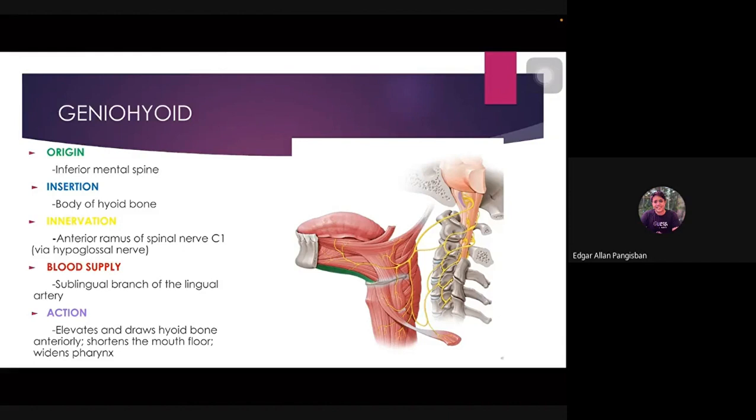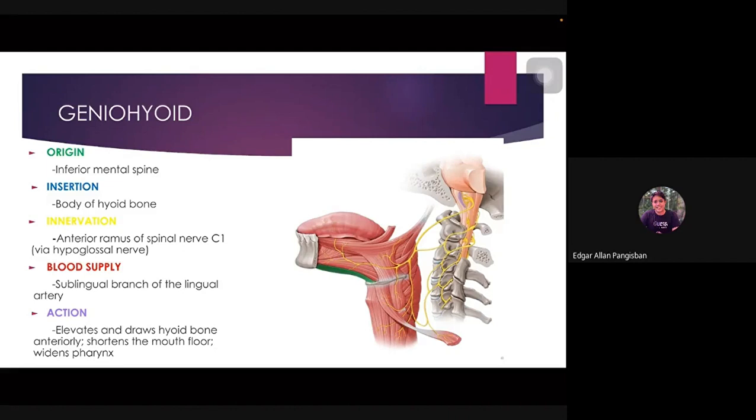Okay, this muscle highlighted in the picture. The origin of your geniohyoid is the inferior mental spine. Remember, what is the other muscle that originates in the genial tubercle, the superior mental spine? Your genioglossus, correct. So both the genioglossus and the geniohyoid muscle originate in your genial tubercle. They only differ in the spine. Genioglossus is the superior mental spine and your geniohyoid is attached to the inferior mental spine. Okay? Insertion, the same, at the hyoid bone.